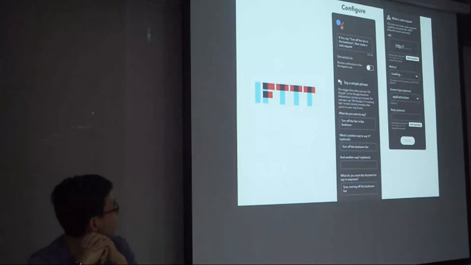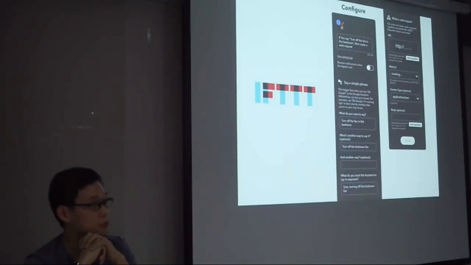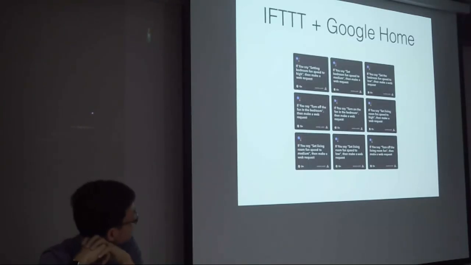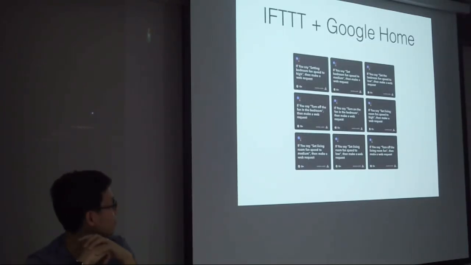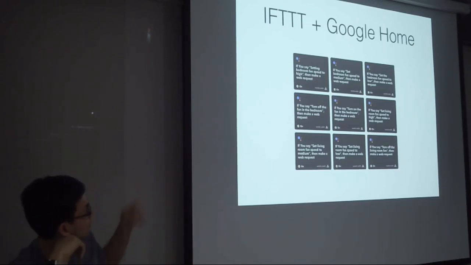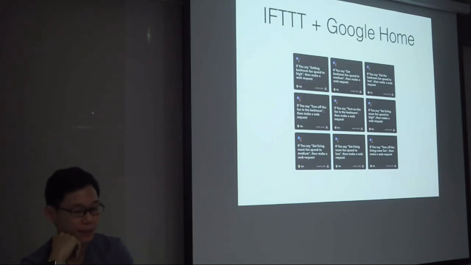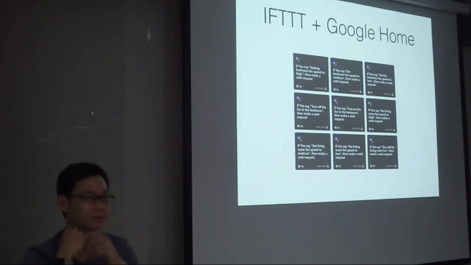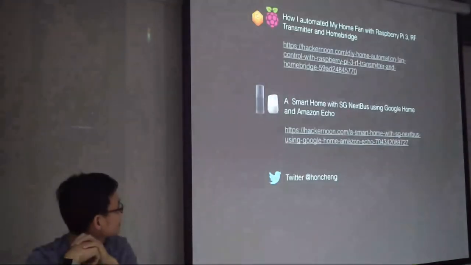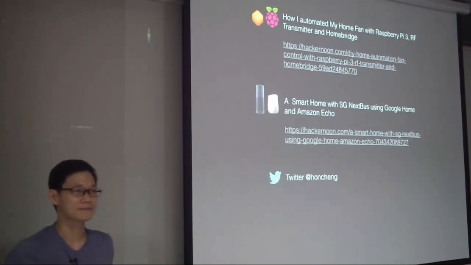So I set up phrases that I can use to turn off the fan, set the fan speed. So I have a lot of these applets. These are called applets. They're all workflows. So just different command to do different thing with the fan. And yeah, that's all. That's the end of the project.